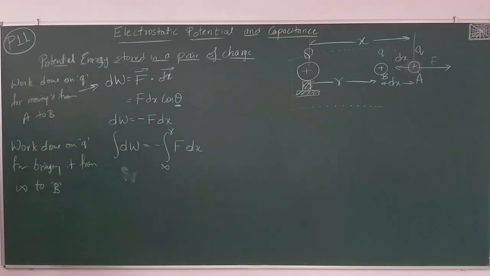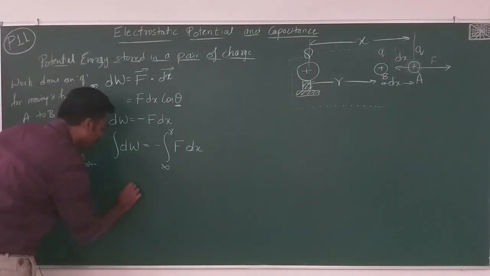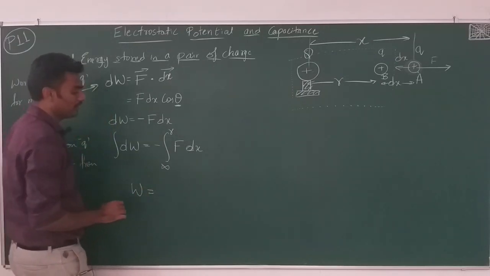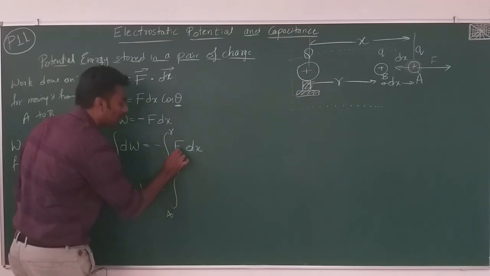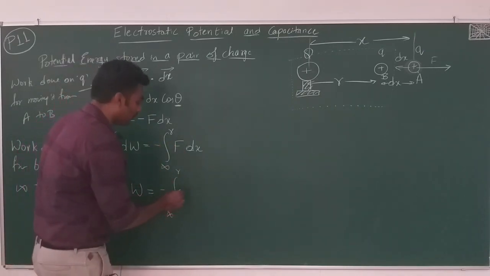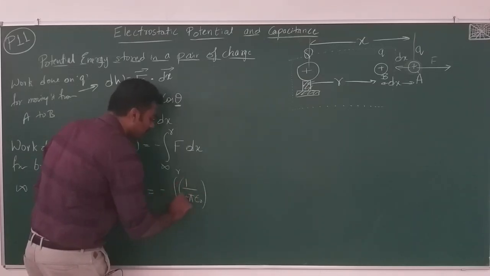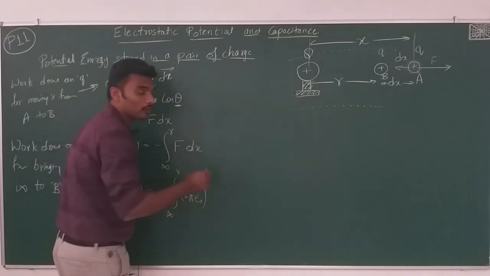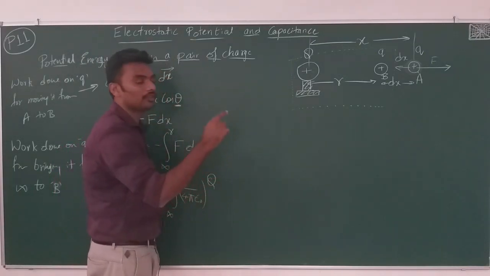So the integral of dW, which is W, is equal to minus the integral from infinity to r. What is f? We all know that the force between two charged bodies is F equals 1 by 4 pi epsilon naught Q1 Q2 by r squared. What is Q1 here? Capital Q. What is Q2 here?